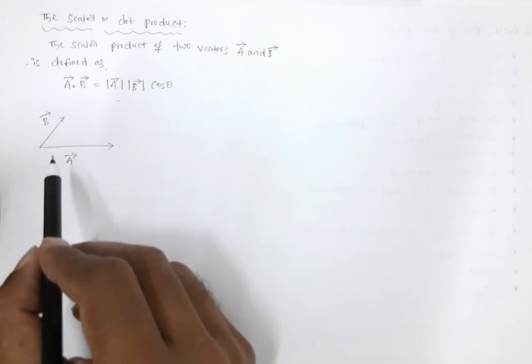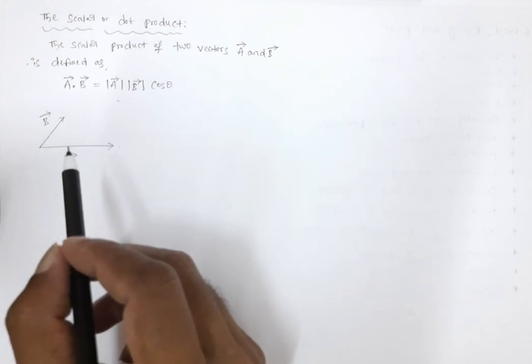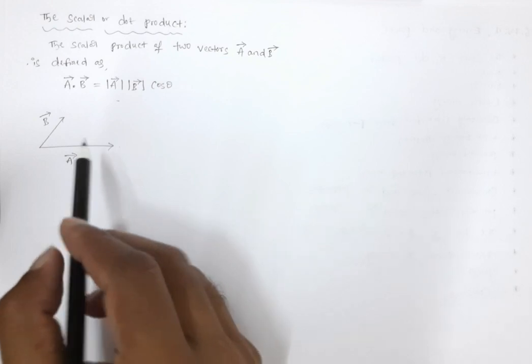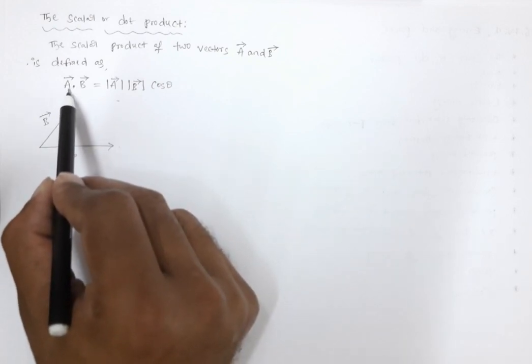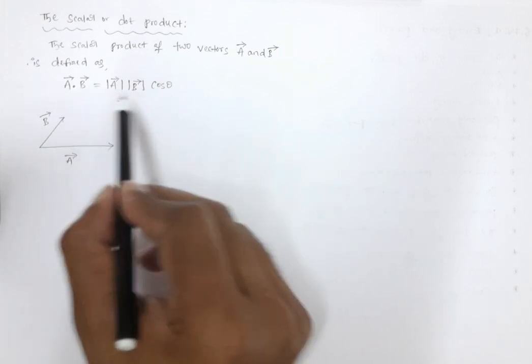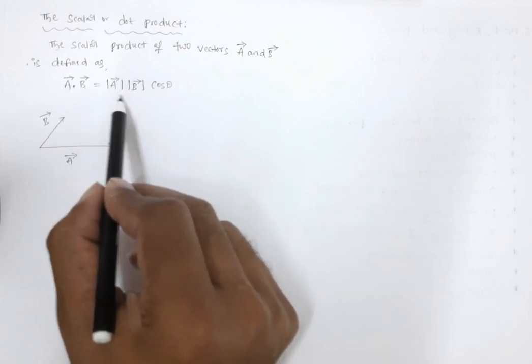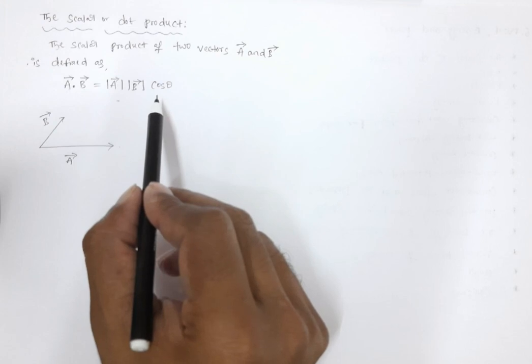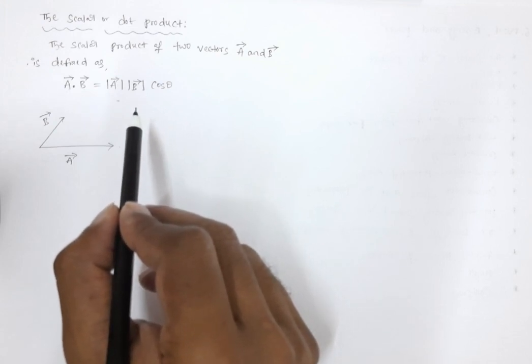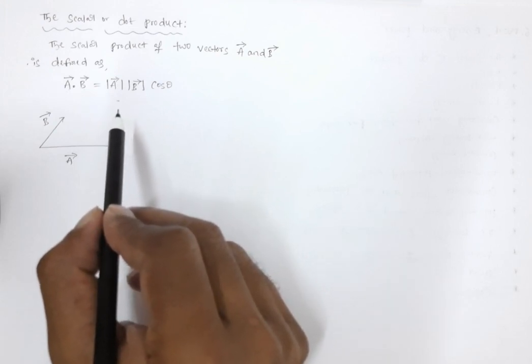Actually here the dot product is the scalar product. Dot product is also called as scalar product because the result of dot product of two vectors is a scalar quantity. So this side we have a vector, and this is the dot product of the two vectors, but this side we have only scalar. So the result of dot product is a scalar. That's why dot product is also called as scalar product.